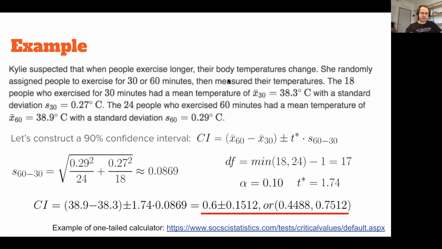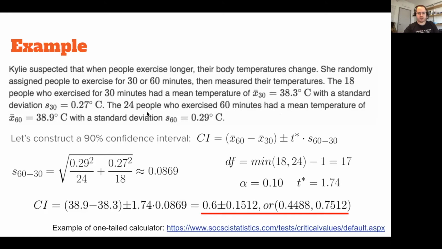Then after that, she measured the temperatures. There were 18 people who exercised for 30 minutes, so a sample of 18 people. The mean temperature was 38.3 degrees Celsius and the standard deviation was 0.27 degrees Celsius. Then there was the other sample of 24 people who exercised for 60 minutes. The mean temperature of this sample was 38.9 degrees Celsius, and the standard deviation was slightly larger, 0.29.